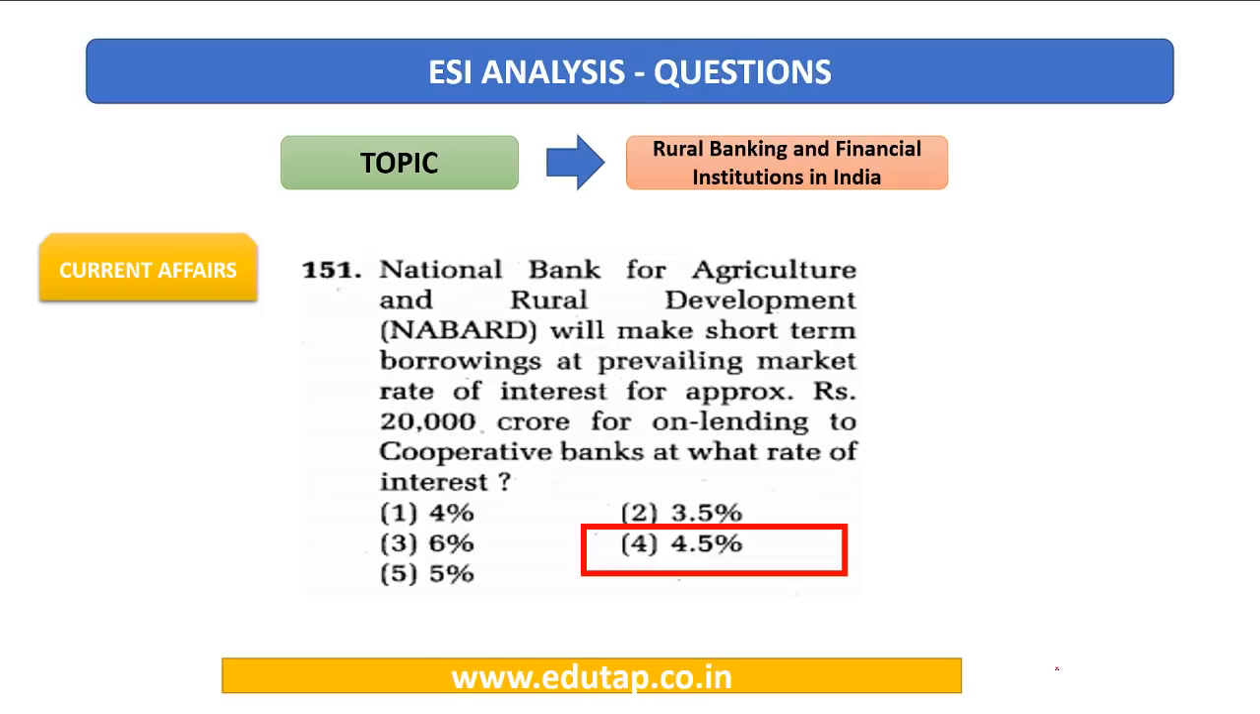Next comes, National Bank for Agriculture and Rural Development will make short-term borrowings at prevailing market rate of interest for approximately rupees 20,000 crore for on-lending to cooperative banks at what rate of interest? So the answer is 4.5%. This particular question can be linked to rural banking and financial institutions in India. So this comes under current affairs because that is related to interest rate.